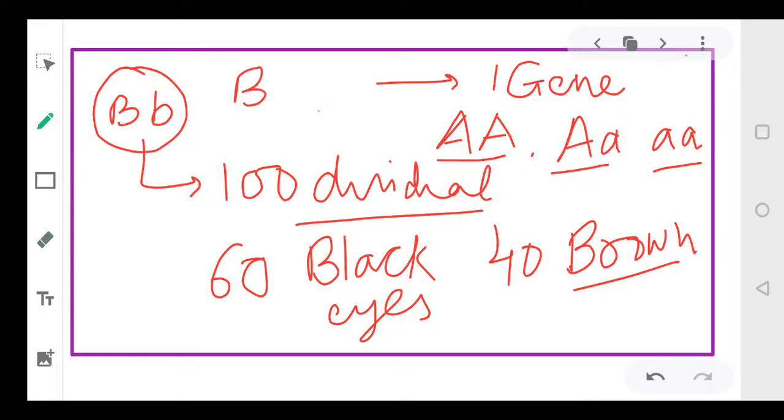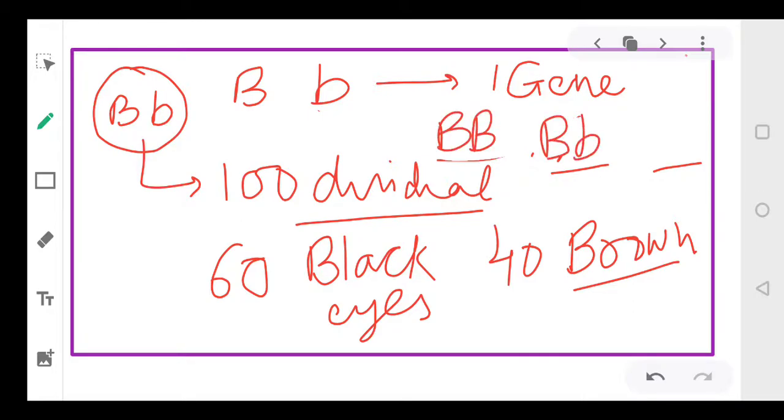So capital B, small b, these are two alleles. So we will have three possibilities: capital B capital B, capital B small b, and small b small b. Okay everyone, so we've changed. We are not taking capital A, small a, we are taking capital B, small b.